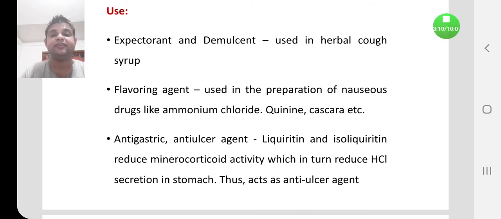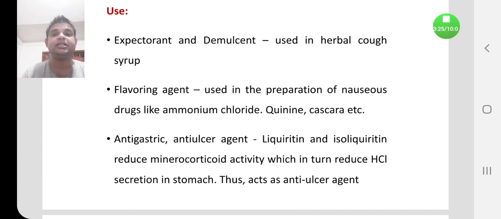Then it is used as a flavoring agent, mainly in the preparation of nauseous drugs like ammonium chloride and quinine, to mask the bitter taste of quinine. This juice of licorice is used.